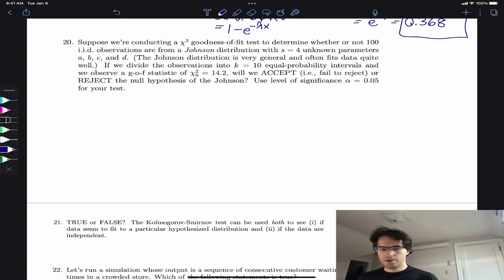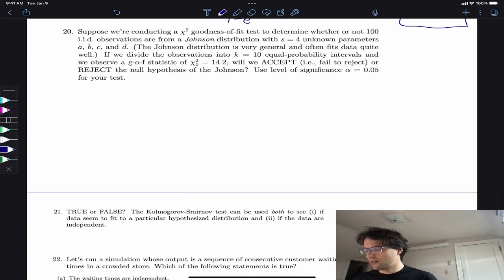Question 20. Suppose we're conducting a chi-squared goodness of fit test to determine whether or not 100 IID observations are from a Johnson distribution with s equals 4 unknown parameters A, B, C, and D. If we divide the observations into k equals 10 equal probability intervals, and we observe a goodness of fit statistic of chi-squared naught of 14.2, will we accept or reject the null hypothesis of the Johnson? Use the significance level alpha equals 0.05 for your test.